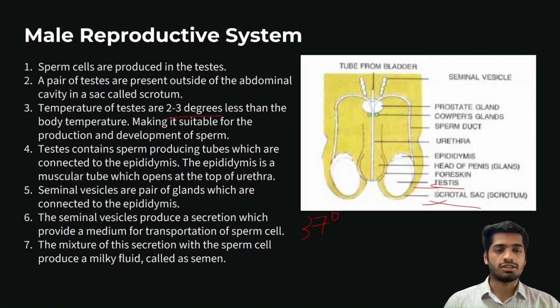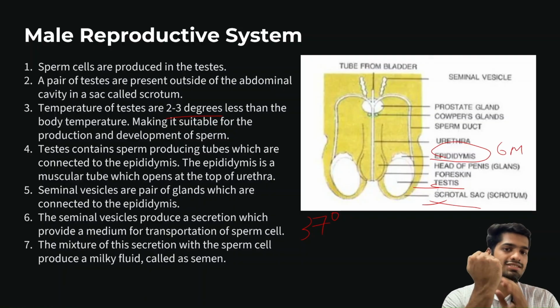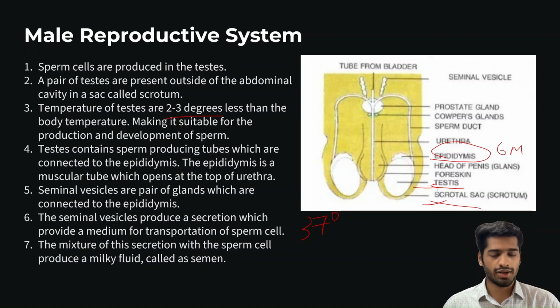After that, the next structure, if you look closely behind the testis, is a long tube-like structure known as the epididymis. It is around 6 meters long. It is a very long, very small tube-like structure, and it is highly coiled. You can see the epididymis is present behind the testis. The function of the epididymis is that it is the site where the sperm cells mature. The sperm cells learn how to swim, and overall development occurs in this part, the epididymis.